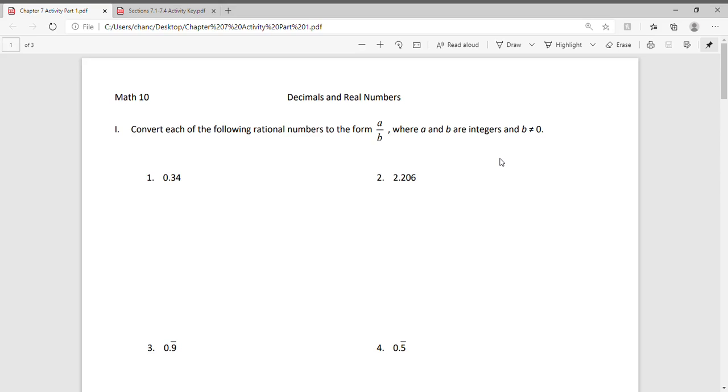In today's lecture, let's review decimals and real numbers. In the first part, let's convert each of the following rational numbers to the form a over b, where a and b are integers, and b not being equal to 0.